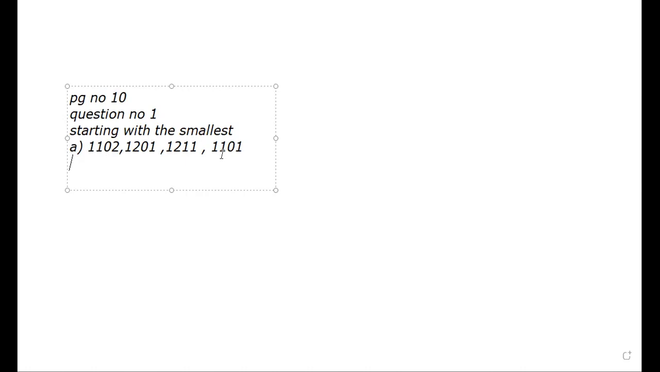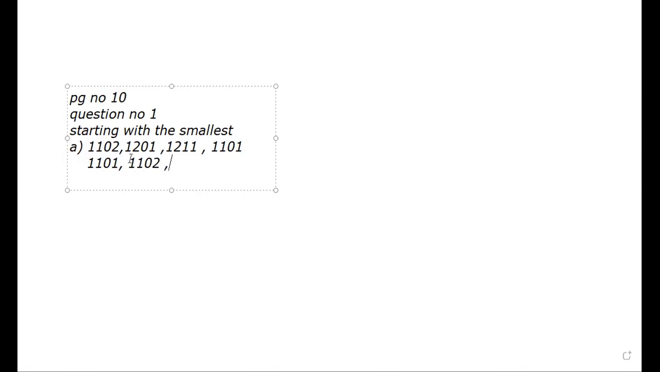So I'm going to take help from tens. The next one is tens, that is 0, and in this line also we have a 0. Again, we cannot get any help, so we go to our units. In units, here we have 2, and in this one we have 1. So which one is the smallest? This one, 1 is the smallest. So first I'm going to write 1101. Then I'm going to write the next one, that is 1102.